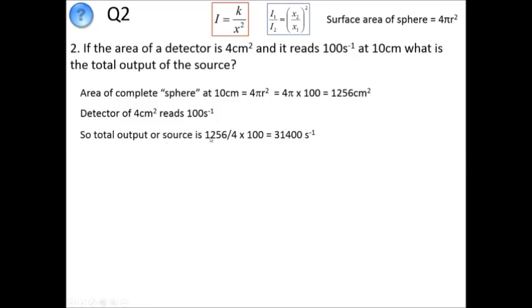So what we've got to do is work out how many 4 centimeters squared are in this value. If we do 1,256 divided by 4, that gives us an idea of how many detectors' worth, how many 4 centimeters squared are in 1,256. Multiply that by 100, and that gives us a total count rate of 31,400 counts per second. So again, not using the main formula, but just using the idea of ratios.